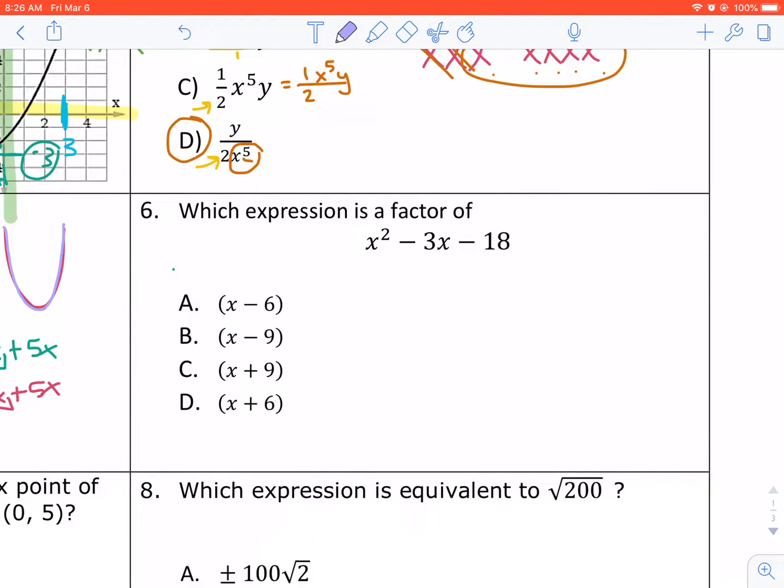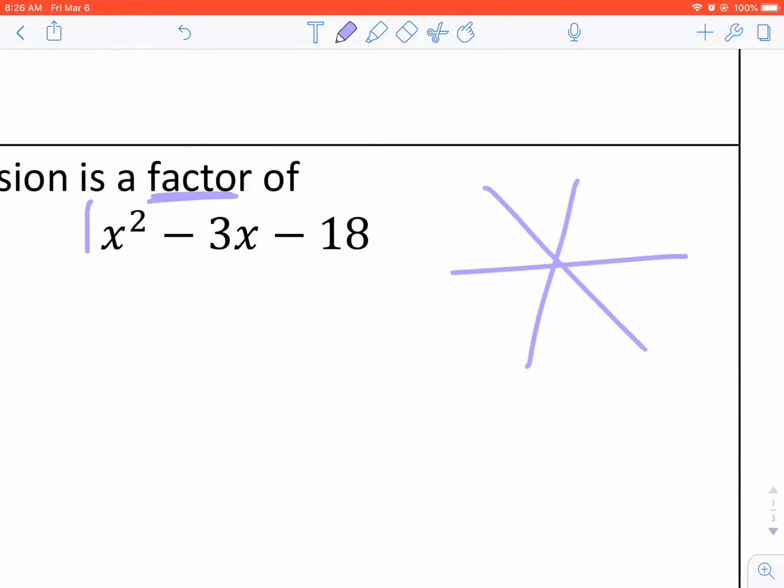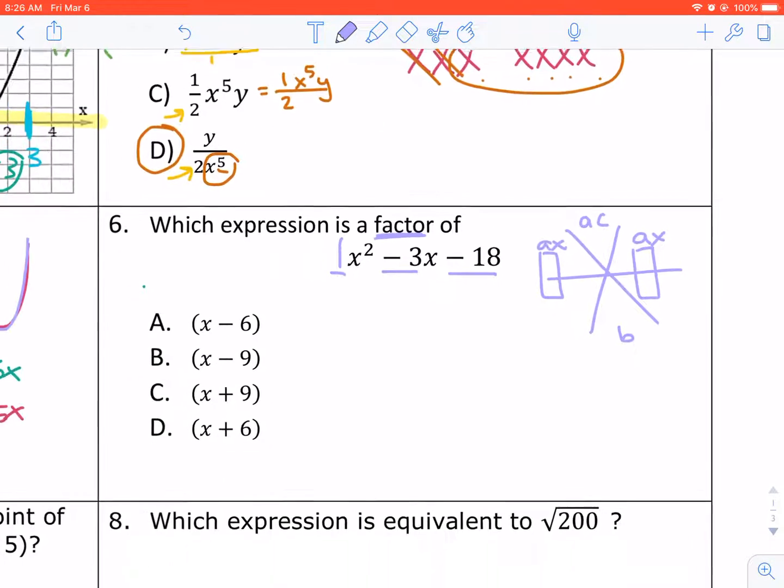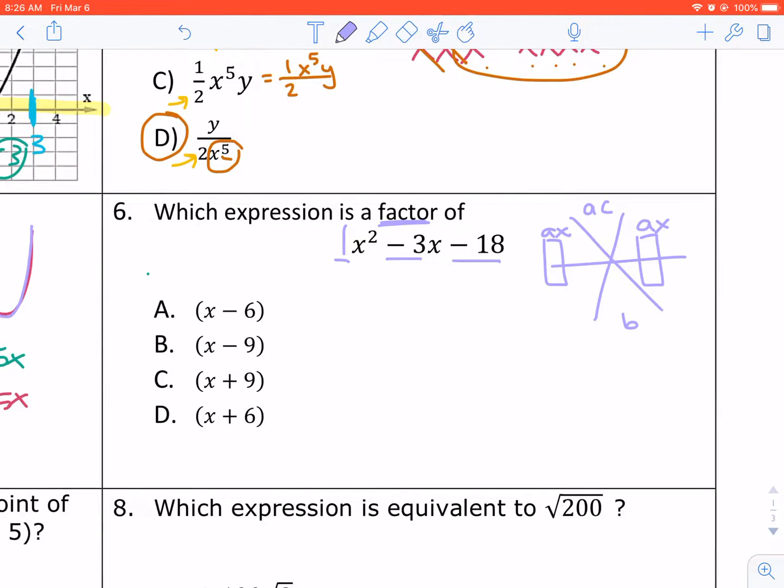Answer choice C, which expression is a factor? So when we did factors, we did a couple different ways. You can do snowflake for this one, and you can remember your A value is 1, your B value is a negative 3, and your C value is a negative 18, and you can do A times C over B, and then you can remember your axes, and then sometimes we have to reduce if you can. So you can do that. We also learned the visual way that we can do it.